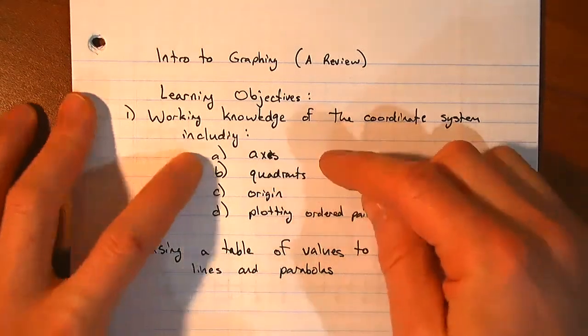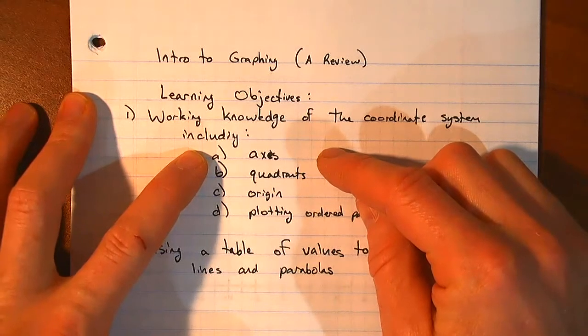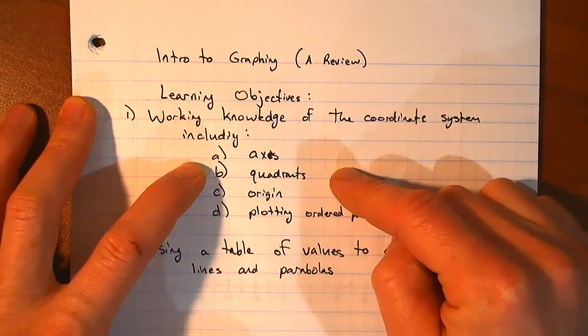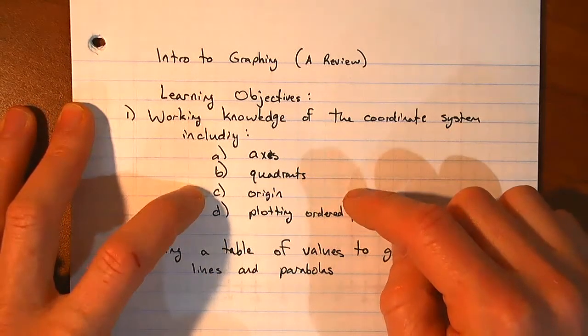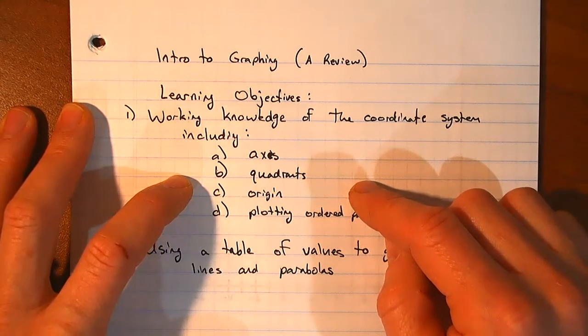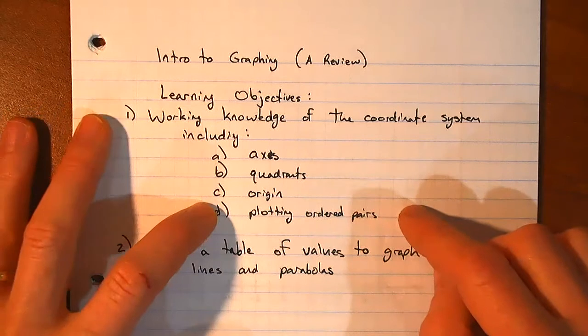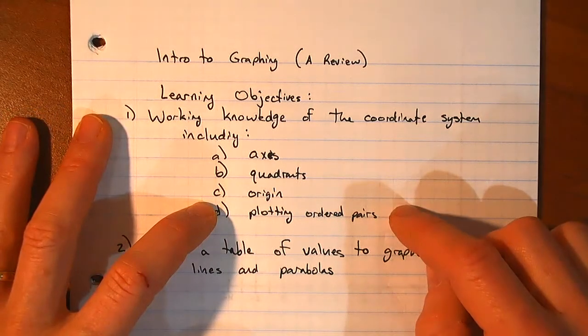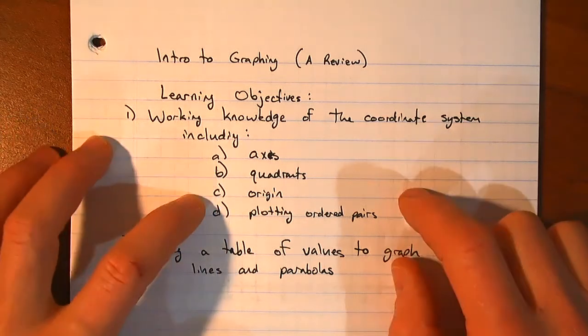And specifically in the coordinate system, you're going to need to be able to know the difference between the two axes. You're going to need to be able to talk about the different quadrants and recognize which quadrant is which. The origin is going to probably be the most important point in the entire coordinate system, so you definitely need to know where that is. And then once you know where the origin is, you should be able to plot other points or to describe points using ordered pairs.